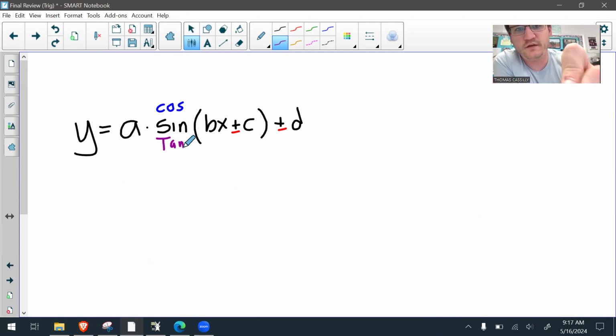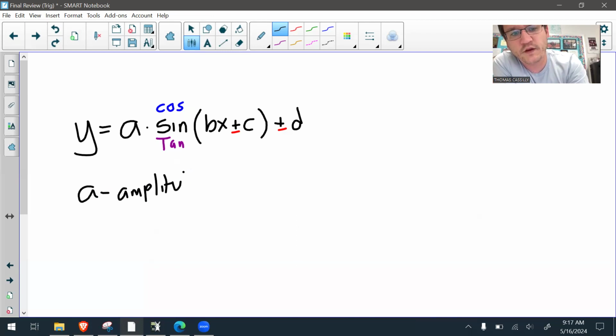The a value was the amplitude, right? And that kind of determined how tall our graph was. B is our, what's that? That is the period. So B kind of determined how short or how long one cycle of these functions was.